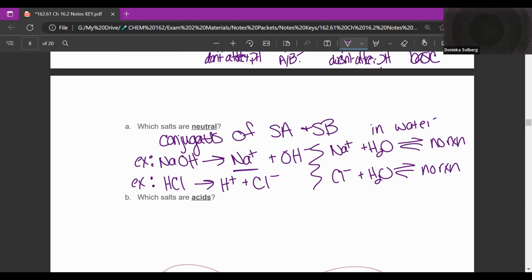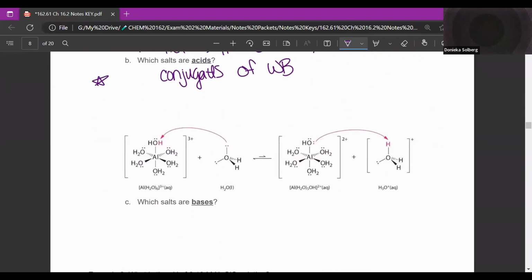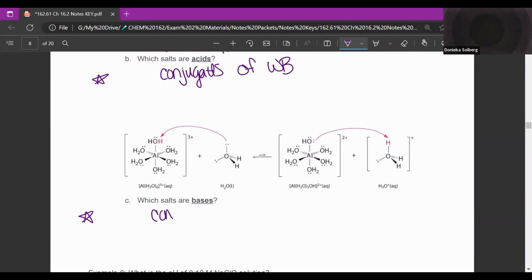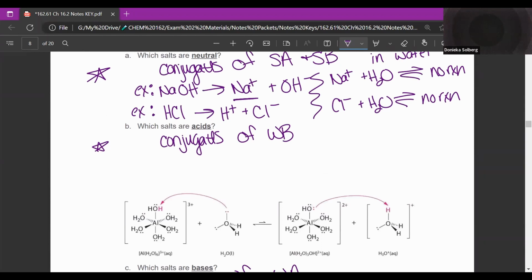So the species that are acidic are going to be conjugates of a weak base. If you look at my examples here, neutrals are conjugates of strongs. If it's acidic, it is a conjugate of a weak base, and you guessed it, if it's basic, it's a conjugate of a weak acid. So remember that. I'm going to talk about this picture above it in just a minute, but those are the important things to remember. So I'm going back to acids here really quick. Conjugates of a weak base.